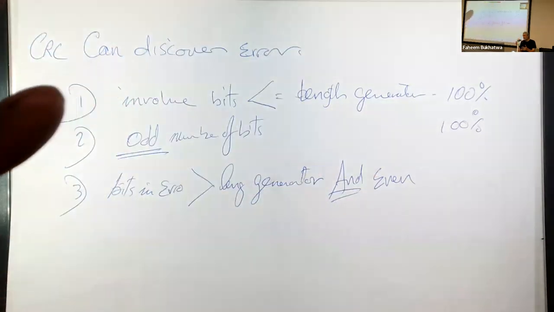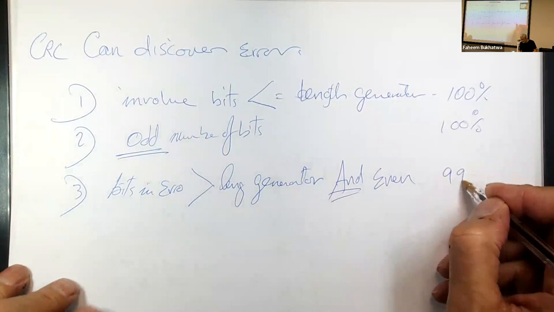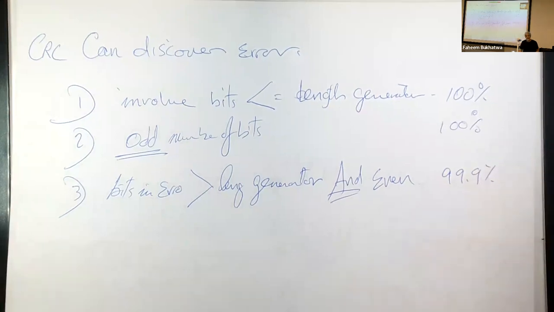Like, the generator is 15, but we got 22 bits with errors. That's longer than the generator, and they're an even number. It will discover them by 99.9%, the discovery rate. So as you can see, it will discover a huge amount of errors, the very, very few that it may or may not discover.